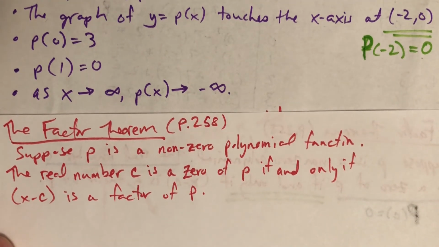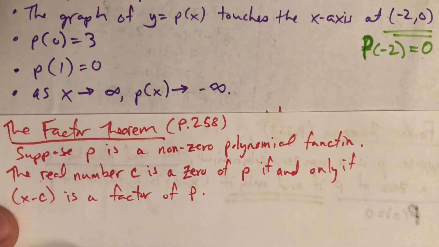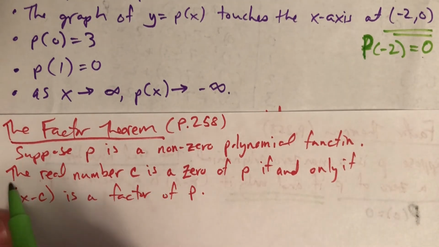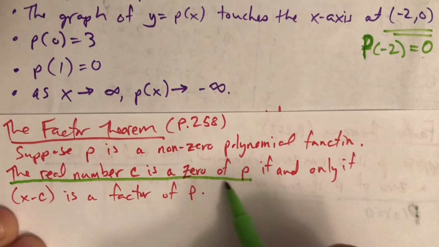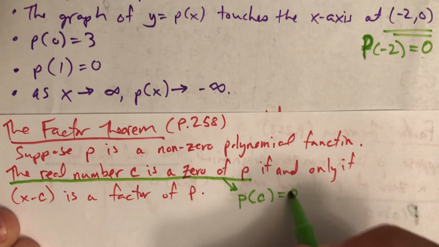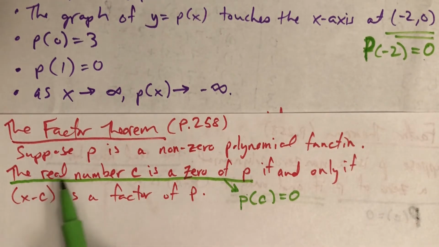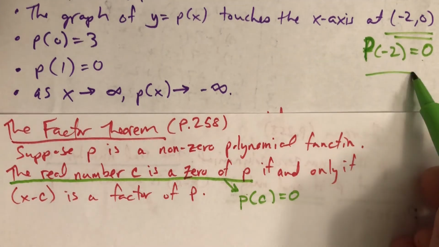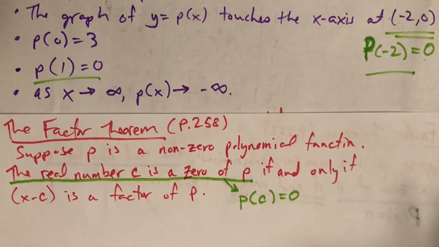So if we suppose that p is a non-zero polynomial function, which is what we've got, the real number c is a 0 of p if and only if x minus c is a factor of p. So the real number c is a 0 of p. What this means, we can write in math symbols: p of c is equal to 0. That's what this part of the sentence means, and we have it appearing in two spots where we want it.